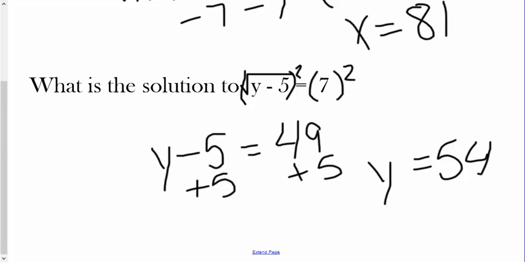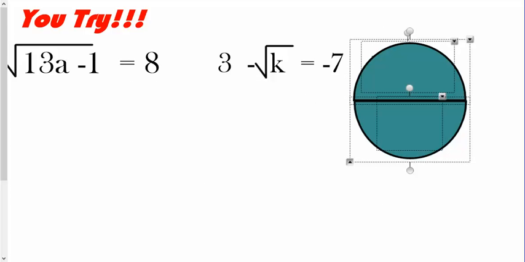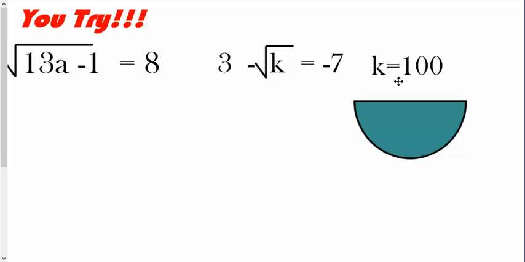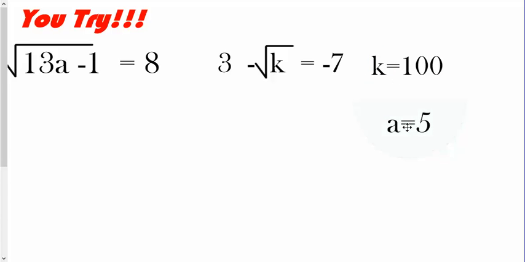So let us try the next one. Well, how about this? How about you try? Try these two problems. Pause the video here, and when you're done, come back and we'll check what you got. Okay, so you tried these problems out, and you realized that the second one should be k equals 100, and the first one should be a equals 5. If you got that, move on. If not, stick around. I'll explain.